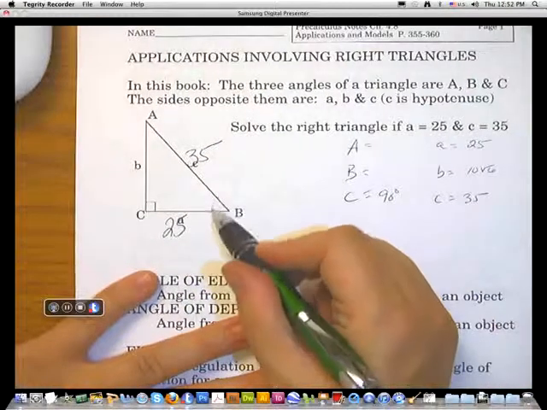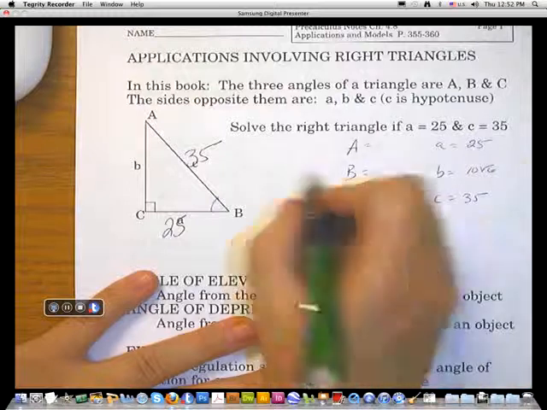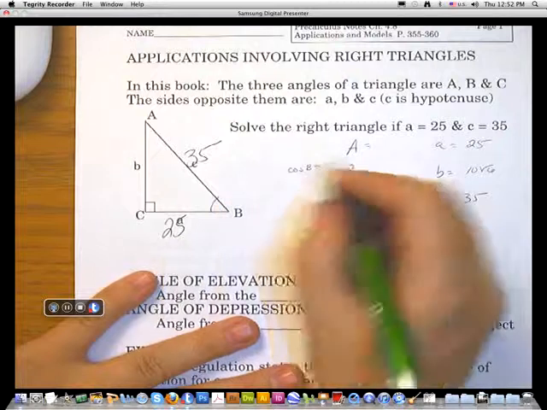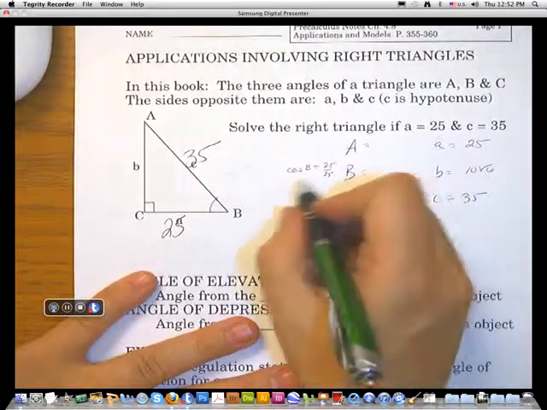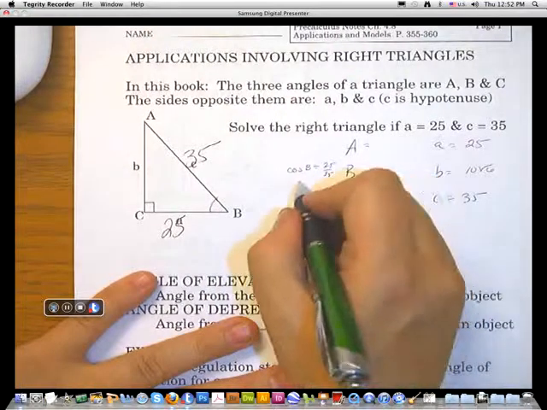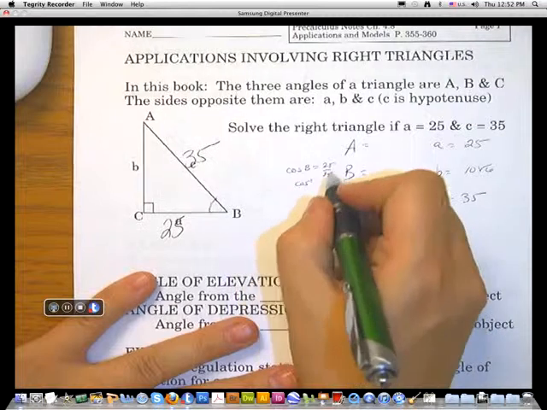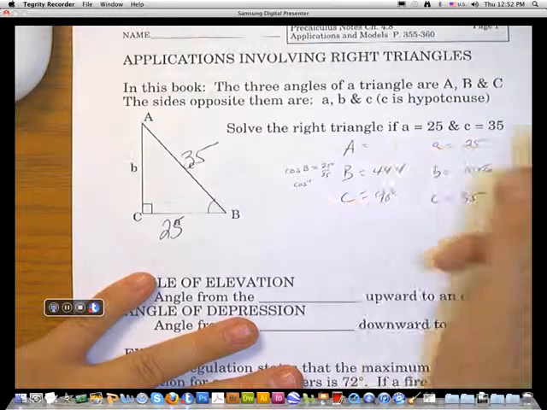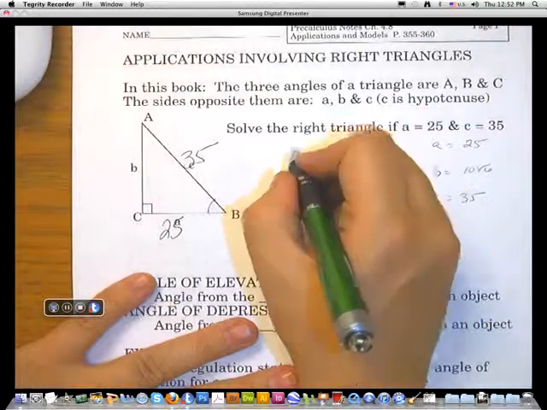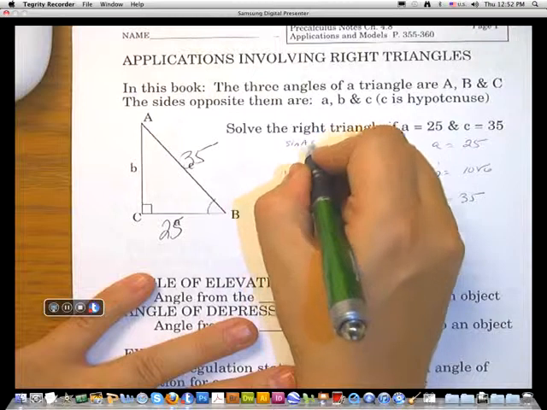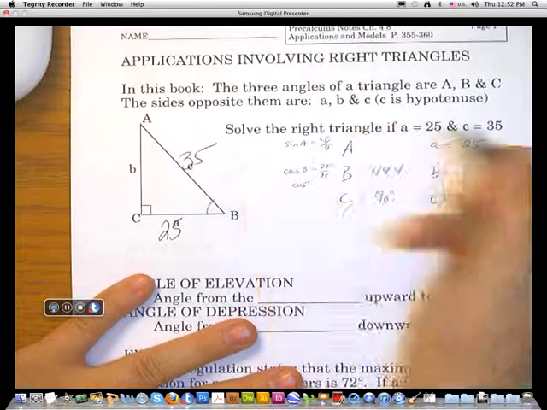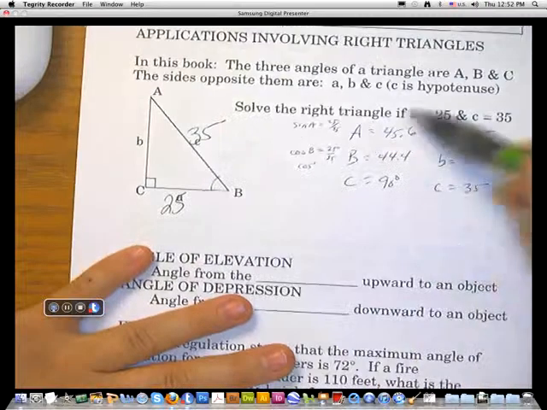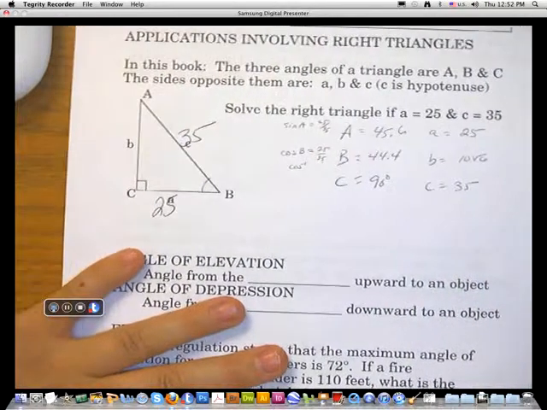So if I want B, let's say here, I would do cosine of my B is 25 over 35. So in my calculator, I'm going to do cosine inverse of 25 over 35, and you get 44.4. And then for A, I would do sine of A is 25 over 35, and I believe it's 45.6. Make sure your angles add up to 180 degrees.